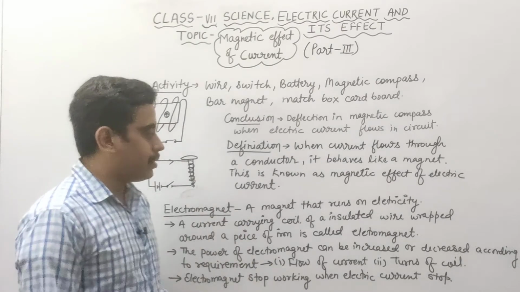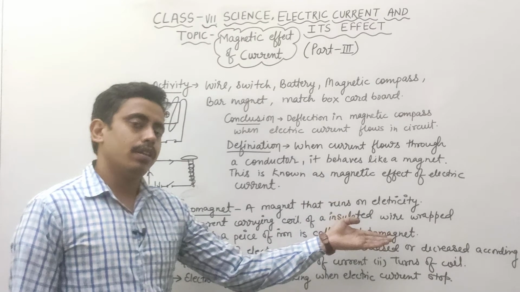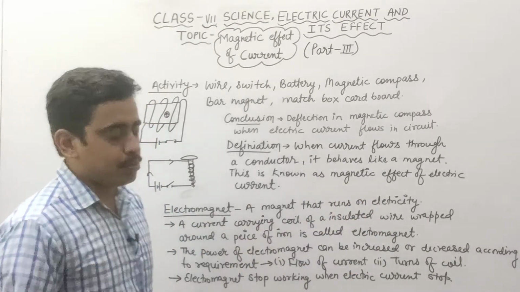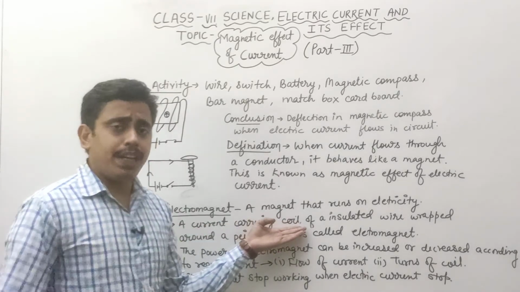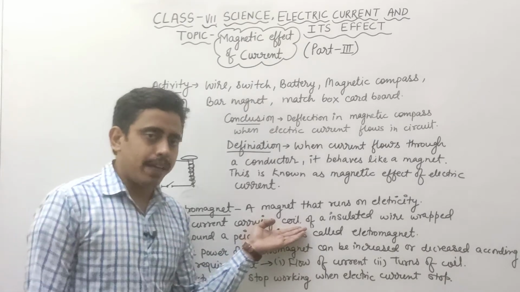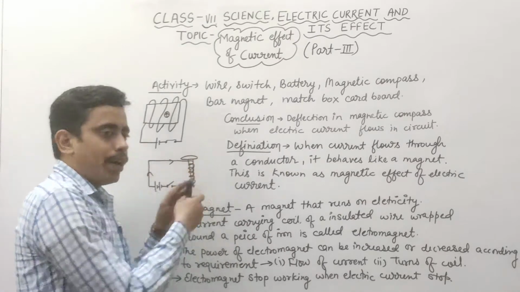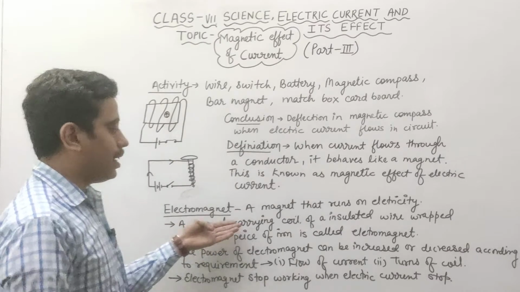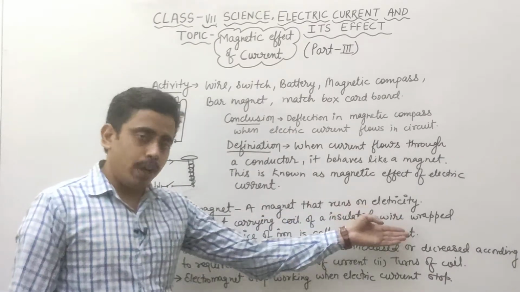So basically, what is an electromagnet? A magnet that runs on electricity. If the electricity supply is switched off, the magnet stops working. The proper definition, what you will write in the exam, is: a current carrying coil. When the wire is wrapped around this nail, this is a current carrying coil of insulated wire.